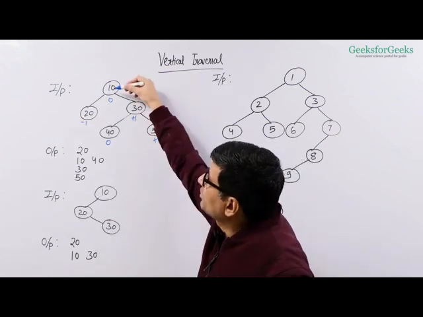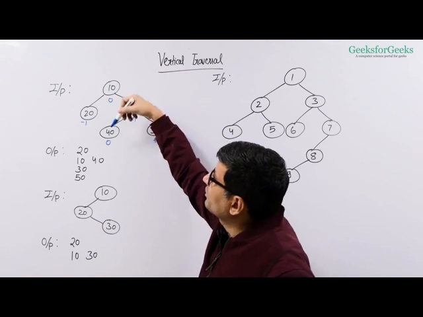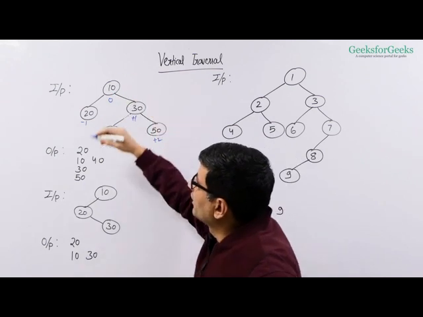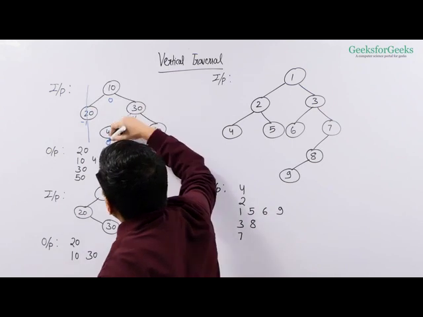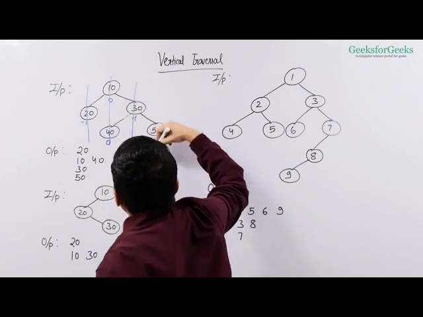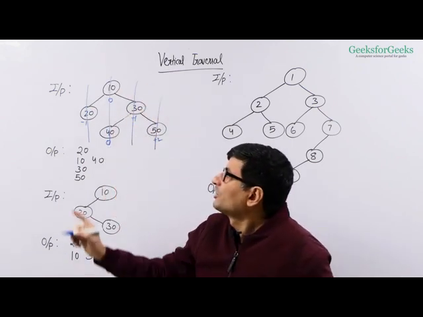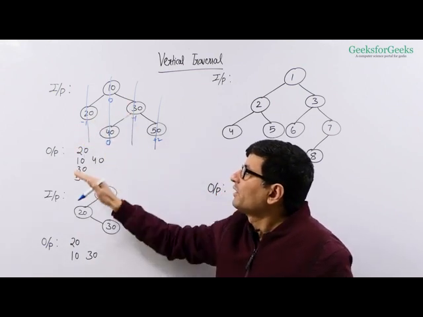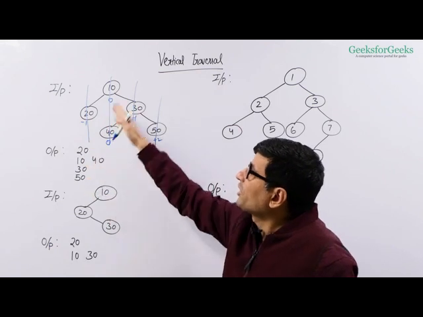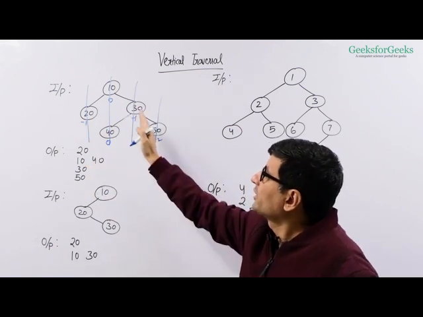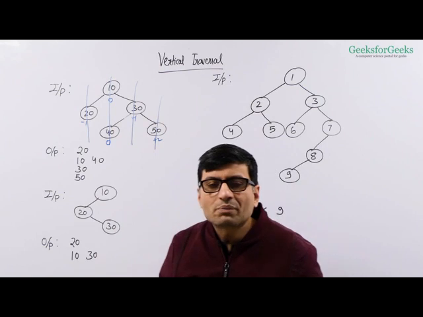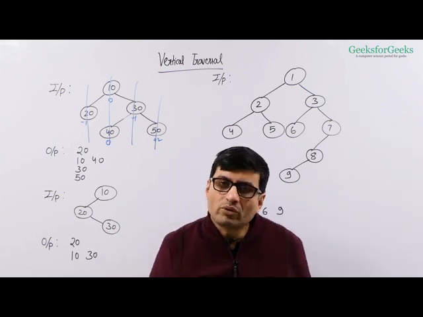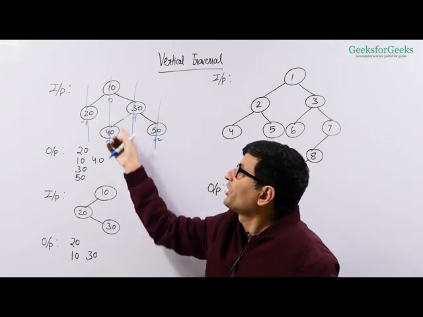Now if you see, these two nodes have the same horizontal distance 0, 0. So they fall into the same vertical line. And if we draw the vertical line, we can notice that they are falling into the same vertical line. So we print the node 20 first, which is the leftmost vertical line. Then we print these two nodes, 10 and 40. They are falling into the same vertical line. Then 30, then 50.